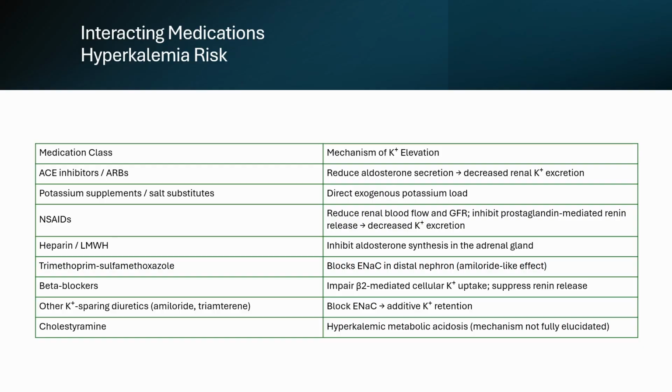Because of the inherent risk for hyperkalemia with aldosterone antagonists, medications that increase potassium such as ACE inhibitors, trimethoprim sulfamethoxazole, and potassium supplements should warrant serum potassium monitoring. The risk for hyperkalemia is higher for patients 65 and older, patients with chronic kidney disease, diabetes, and heart failure. You can pause the video here and review the table if you're interested in the mechanisms by which each drug class increases potassium.